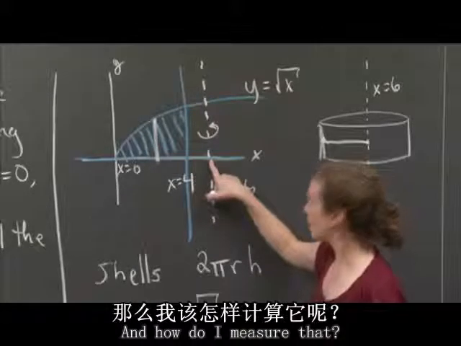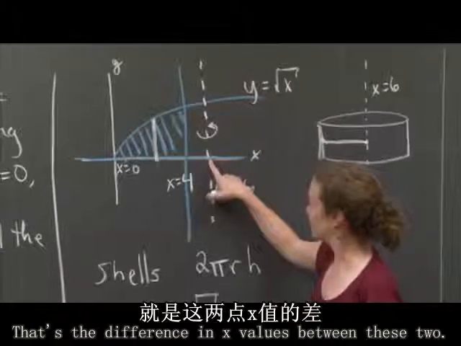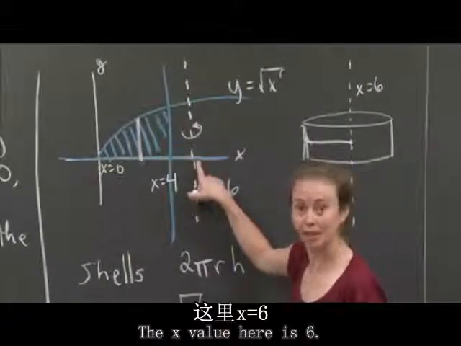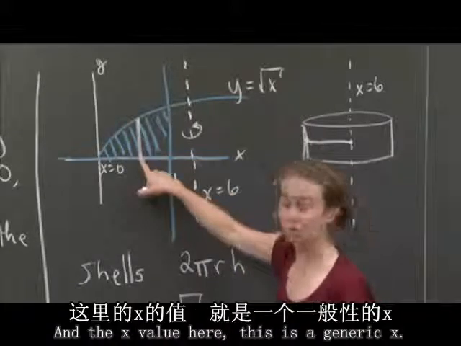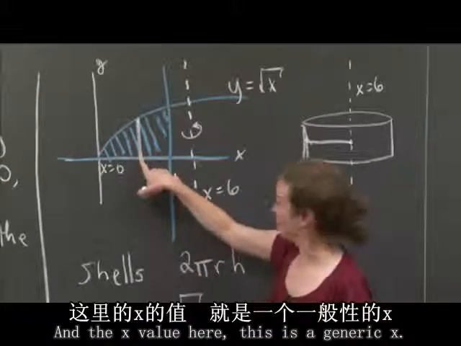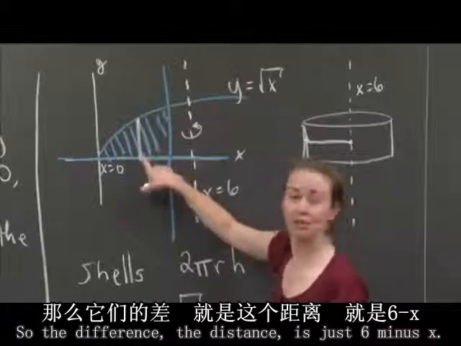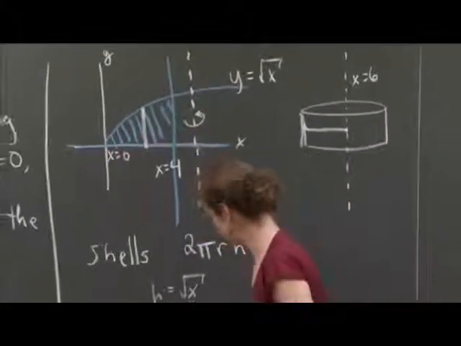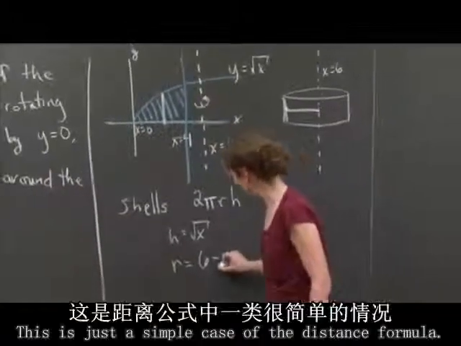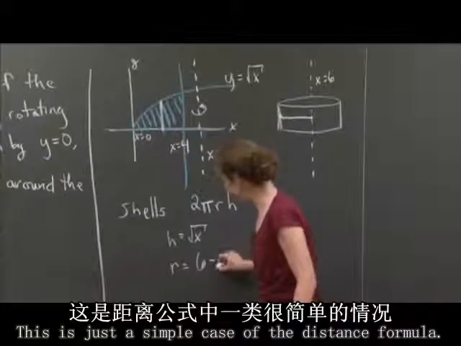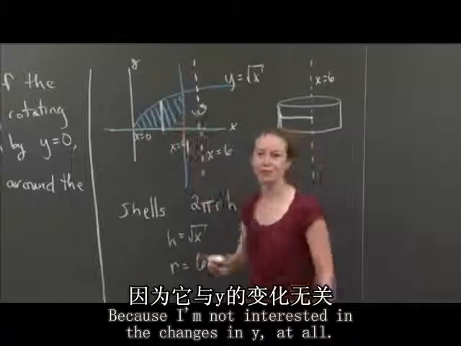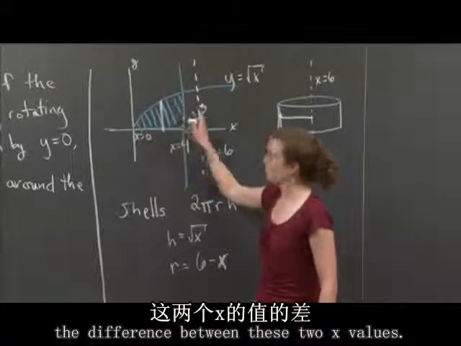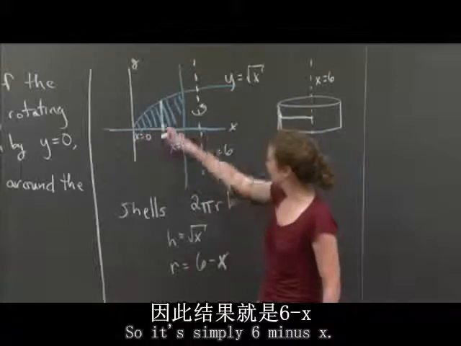And how do I measure that? Well, that's fairly straightforward. That's the difference in x values between these two. The x value here is 6, and the x value here, this was a generic x. So the distance is just 6 minus x. This is just a simple case of the distance formula because I'm not interested in the changes in y at all. I'm just interested in the difference between these two x values. So it's simply 6 minus x.